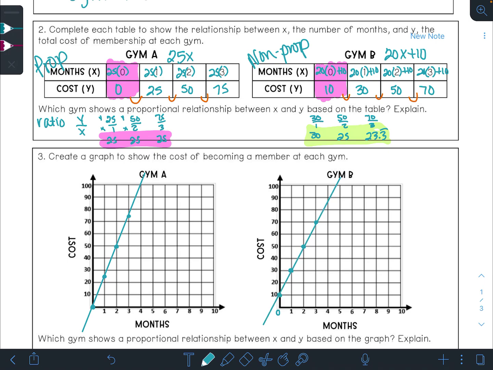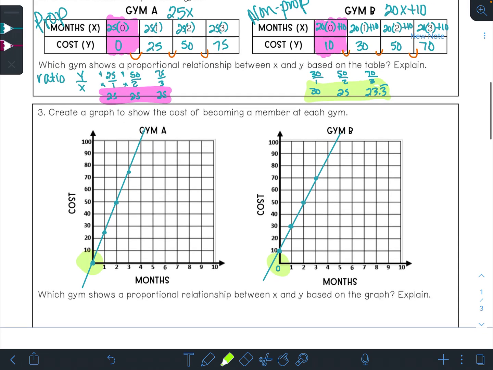when I'm looking at the difference of these two graphs, you may notice that one of them goes through what we call the origin, and this one does not go through the origin. So when I'm looking at trying to determine if a graph is proportional or not, it has to meet 2 criteria. It has to go through the origin, which is 0, 0, and it has to be linear. And you may remember what linear means, you may not, but linear means a straight line. So in this case, both of these are a straight line. Where Gym B misses out is that it is not going through the origin.